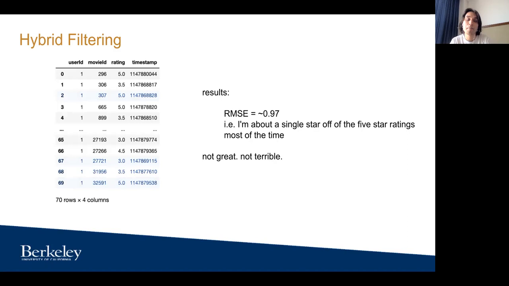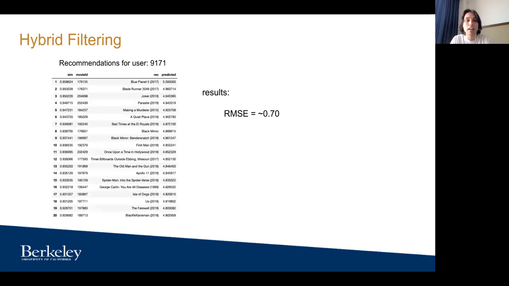And so this is essentially the result of combining content-based filtering with some user information, the user ratings. And here we have recommendations for user 9171, just a specific user we pulled out so we can compare across models. Thank you.